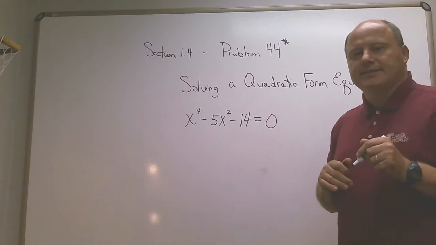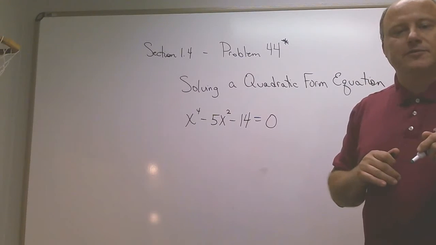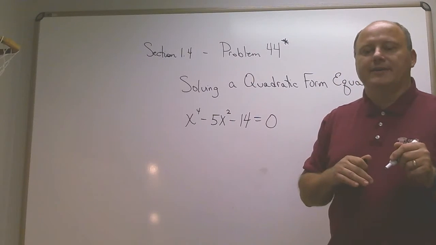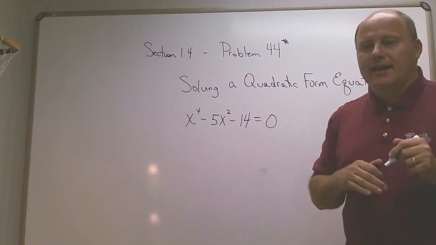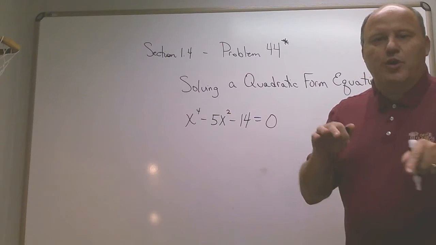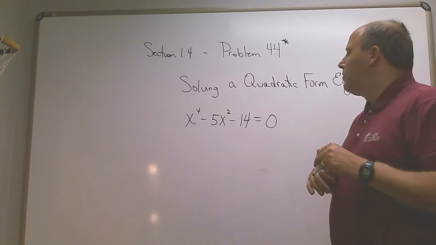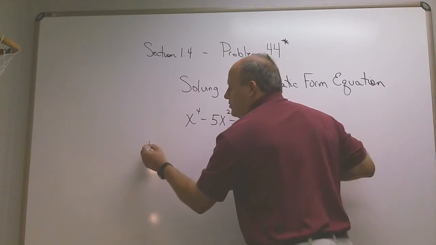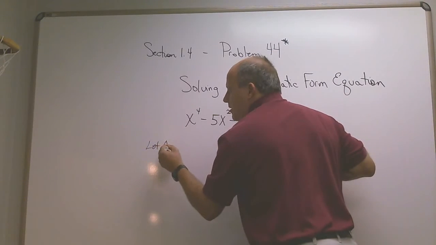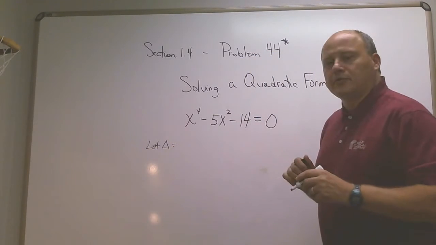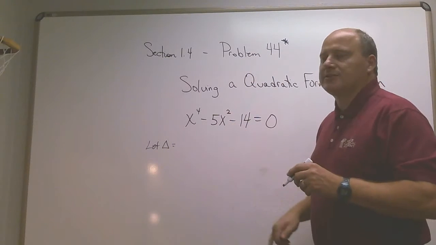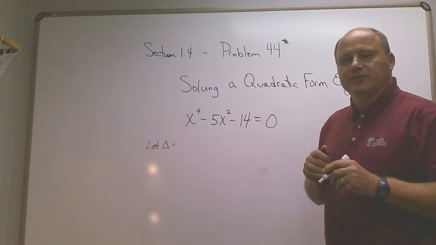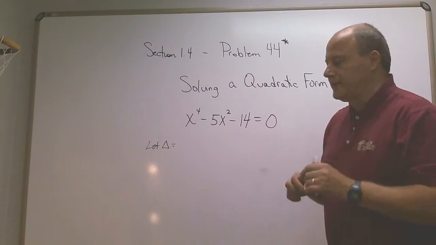In my classes, I use the symbol delta. If you've had another class, they may have used a smiley face or some other symbol, but I like using the delta. It's a little triangle. This is how I teach my students: you let delta be equal to the middle term, in this case negative 5x squared, except you don't include the negative 5. So you use the middle term without its coefficient, in other words, the expression x squared.